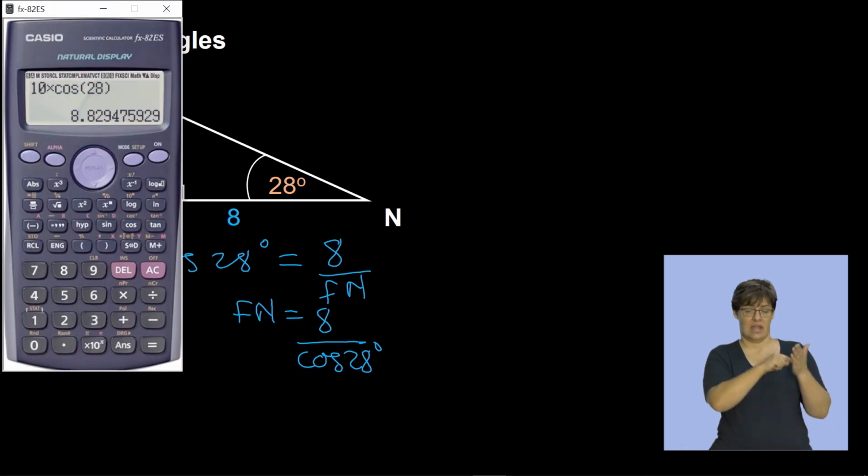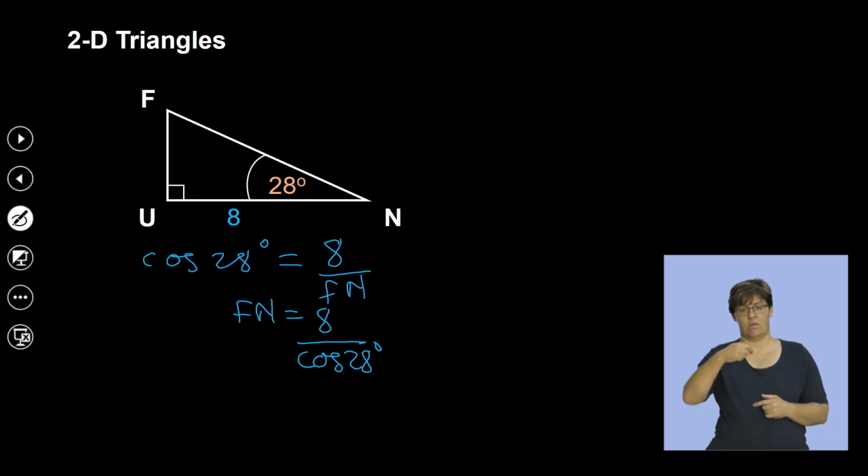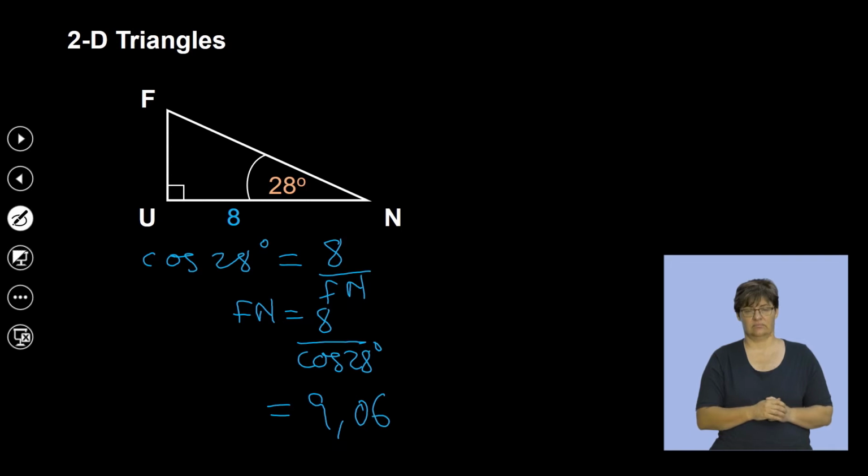And from my calculator, I will say 8 divided by cos 28, close the bracket, and that will give me 9.06. So this will be 9.06, and that will then be the length there.